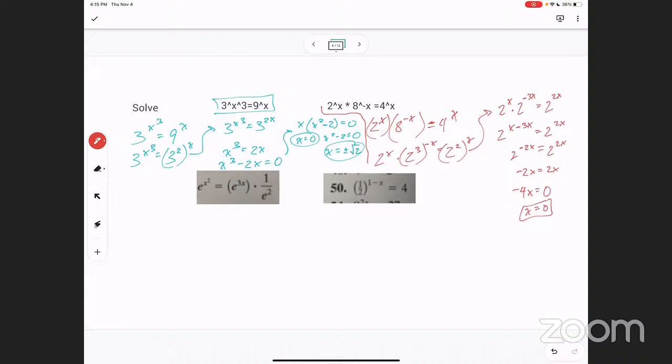Do you have the answer key to these by chance? I think in the textbook, yeah. Yeah, maybe look them up later.